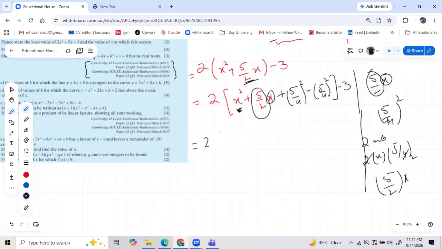So this is our x square, and this is 5 over 2 of x.